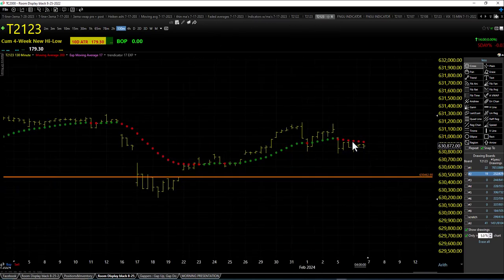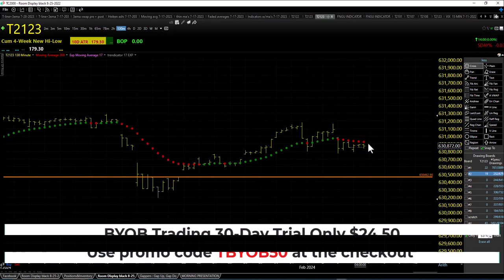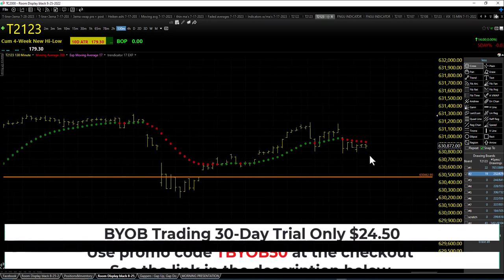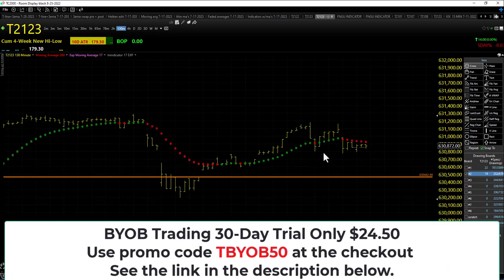T2123. Got red trend indicator. Price action is below the 17 EMA. And the trend indicator's not far over it, though. So no space in here. Nothing like we had through there.